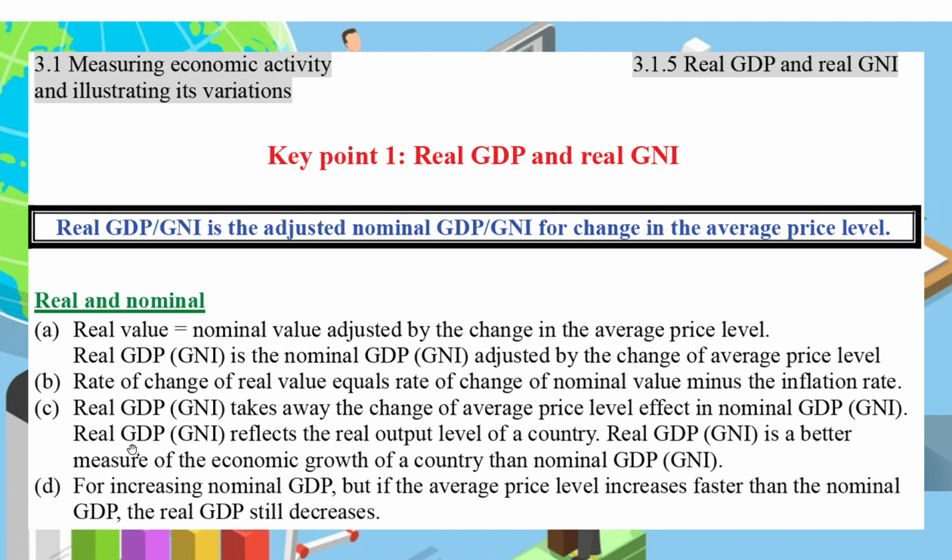Okay? And real GDP, we hope that it reflects the real output level of the economy, okay? So we think that real GDP must be better than the nominal GDP. I'm sure it's better, because it takes away the inflation part. For increasing nominal GDP, it looks good, but if the average price level increases faster than the nominal GDP, the real GDP still decreases, showing that the well-being of people living there is decreasing. Okay.